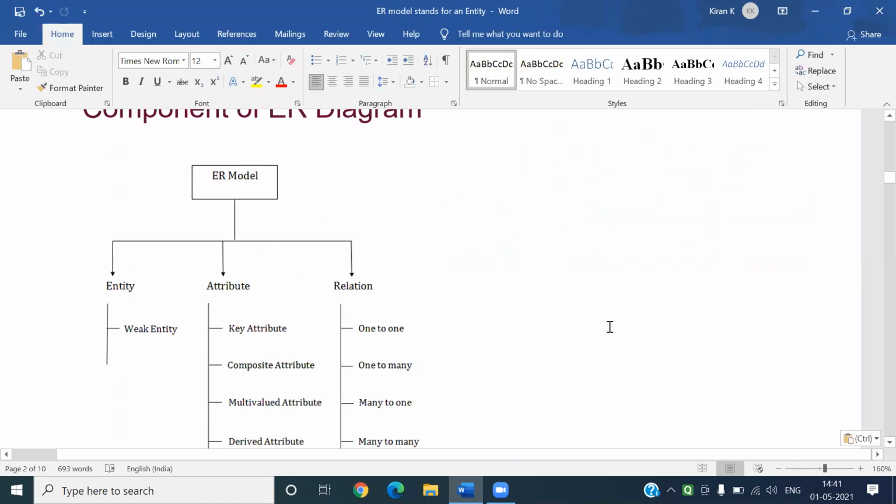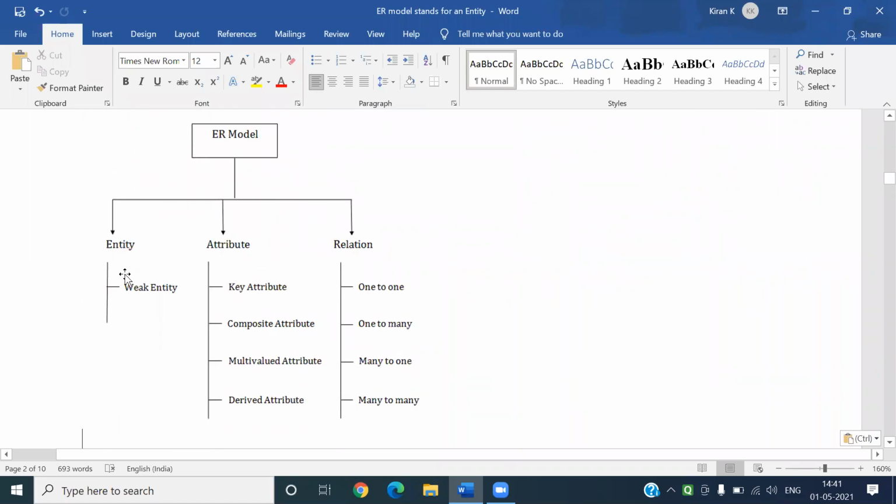Now, components of ER diagram, ER model. So, entity, there could be a weak entity or normal entity. Attribute, there could be key attribute, composite attribute, multi-valued attribute, derived attribute. See, what is called key attribute? Key attribute is the one which can identify every record in the table uniquely.